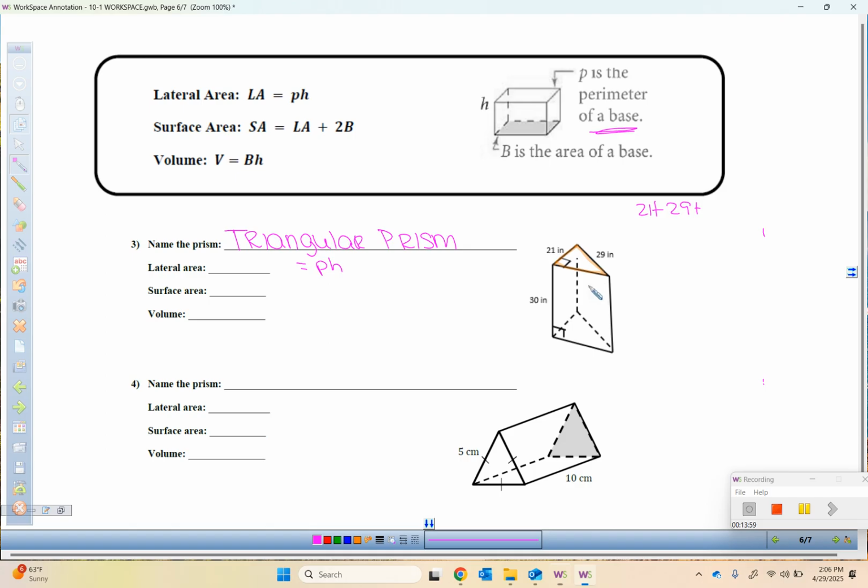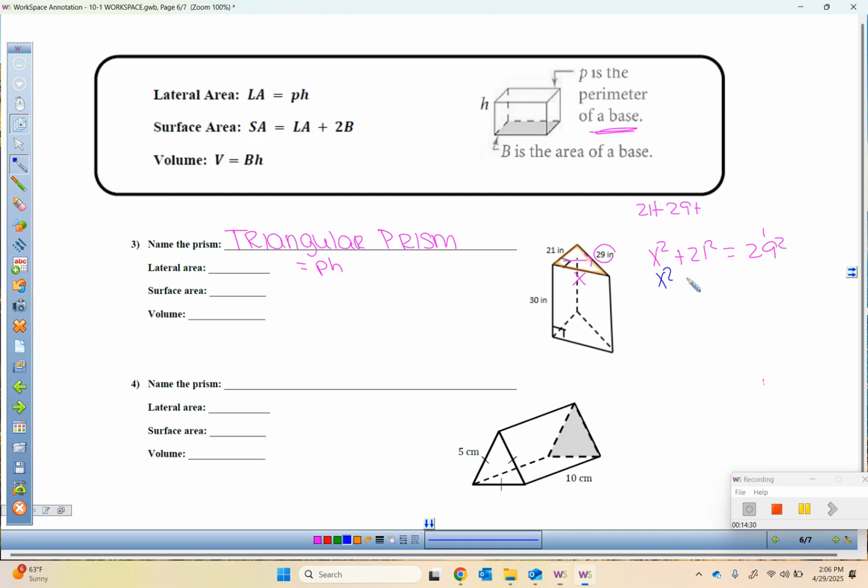I don't have this side. What do I do to find that side? What did we learn in the past? Yes, a squared plus b squared equals c squared. How do I know what my hypotenuse is? It is 29 because it's across from the right angle, right? So my legs are x squared plus 21 squared equals 29 squared.